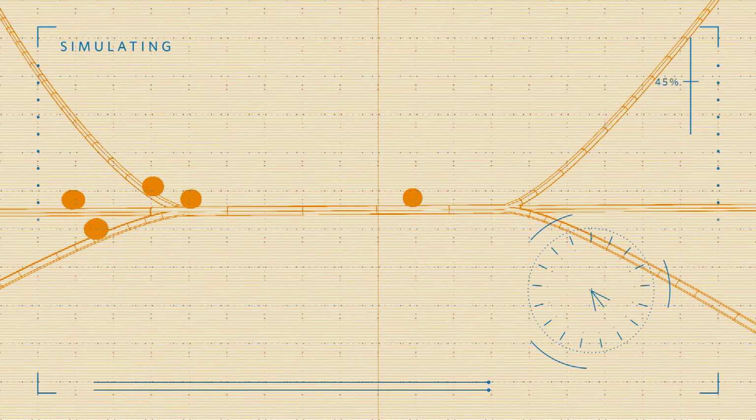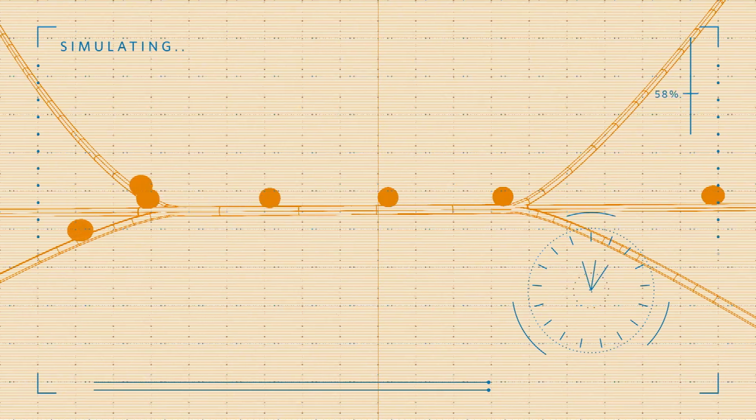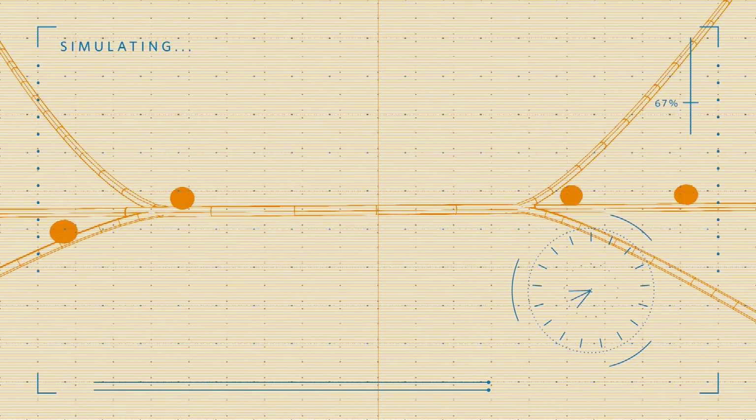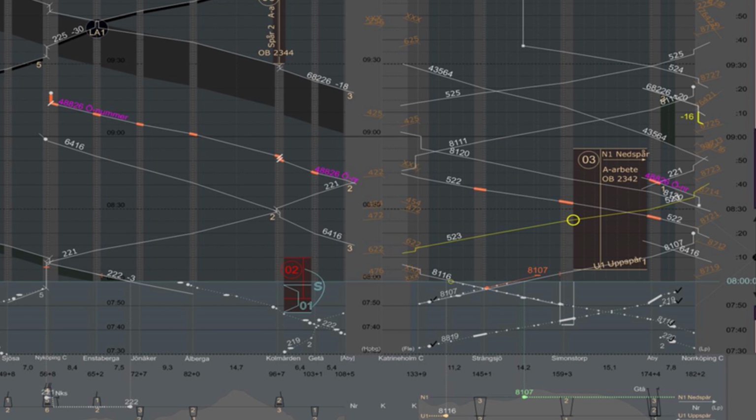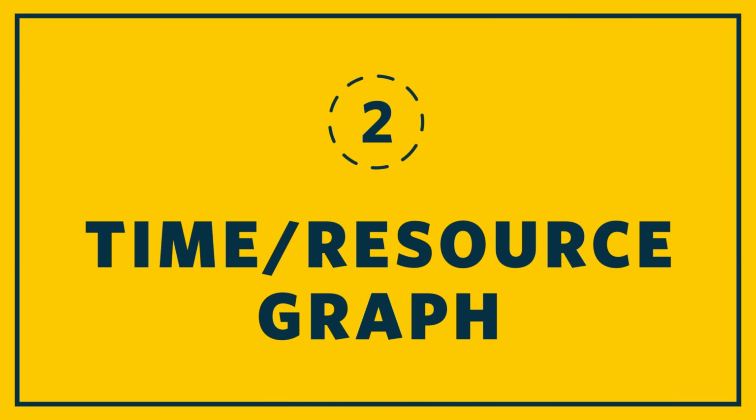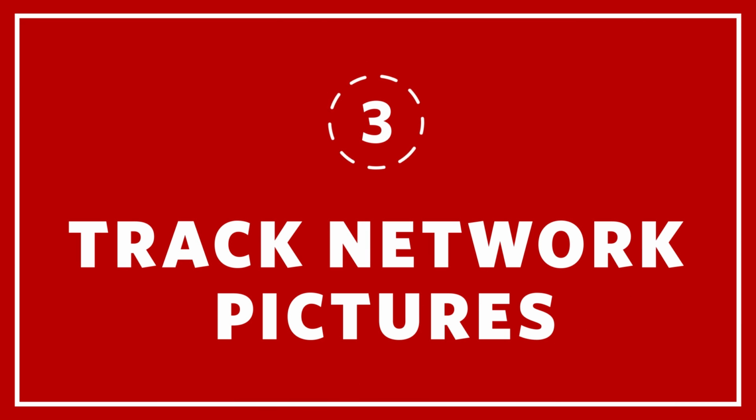You're probably wondering how this new system will work, what it will look like, and how your daily job will change. The new train control system will be divided into three parts. 1. Time-distance graph. A digital graph corresponding to today's paper graphs, which gives information about schedules, obstacles, and special vehicles. An important change from today is that planning and information will be visible to every user at once, and the plan will be executed automatically. 2. Time resource graph. This is like today's track usage plan. 3. Track network pictures. An improved view of the track plan available today.